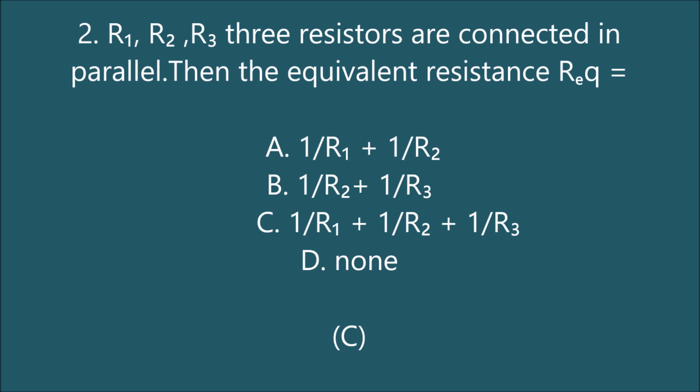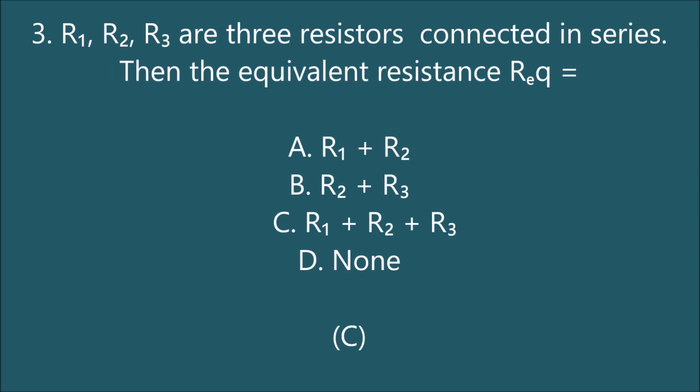Next question. R1, R2, R3 are three resistors connected in series. Then the equivalent resistance Req is equal to R1 plus R2, R2 plus R3, R1 plus R2 plus R3, none. C is the right answer. That means R1 plus R2 plus R3. In series connection of resistors, there is only one path for the flow of current in the circuit. Next question.